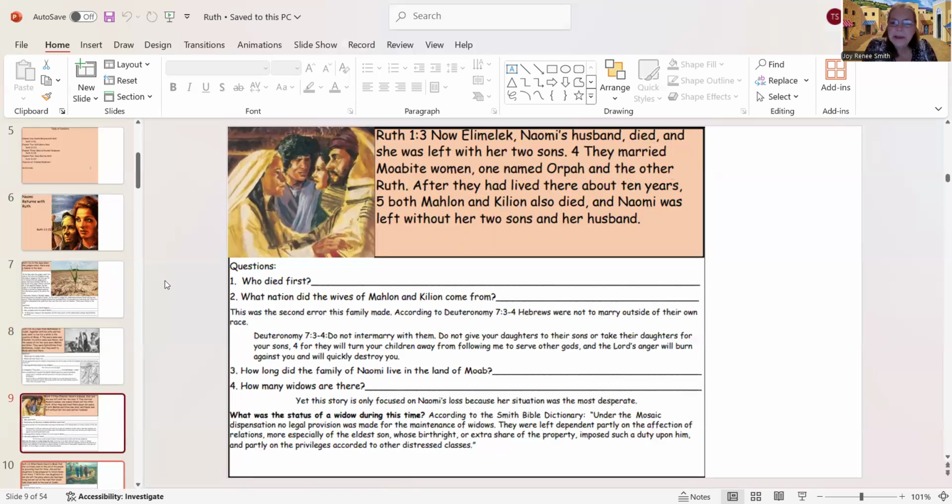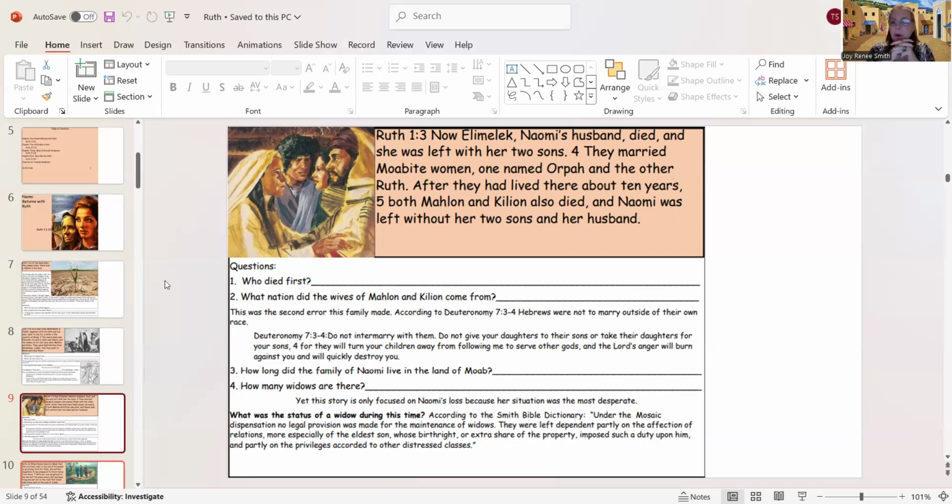Ruth 1:3. Now Amalek, Naomi's husband, died, and she was left with her two sons. They married Moabite women, one named Orpah and the other one Ruth. After they lived there for 10 years, both Mahlon and Chilion also died, and Naomi was left without her two sons and her husband. Who died first? Amalek. What nation did the wives of Mahlon and Chilion come from?